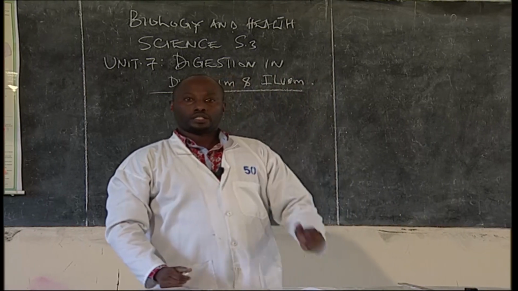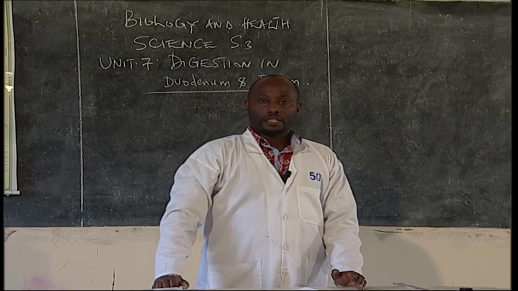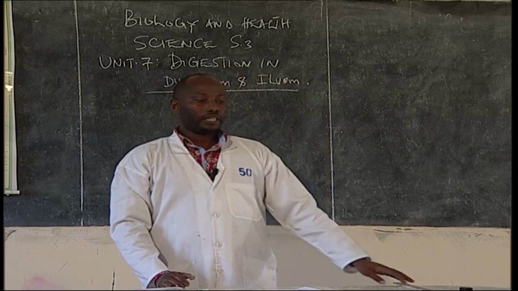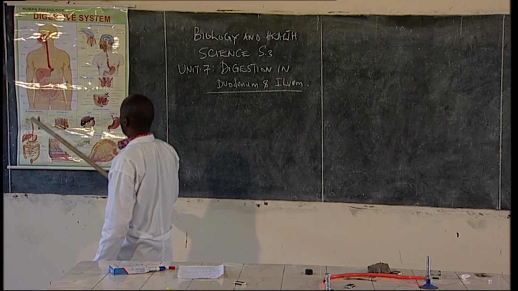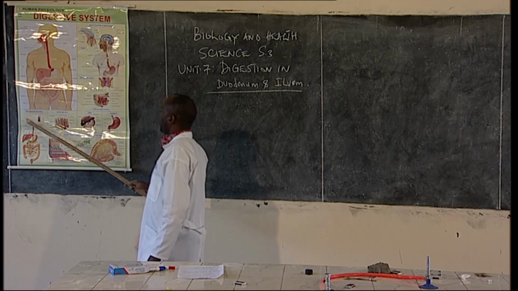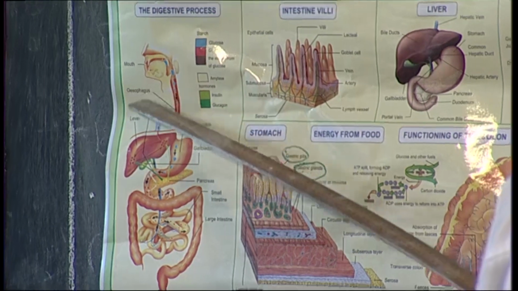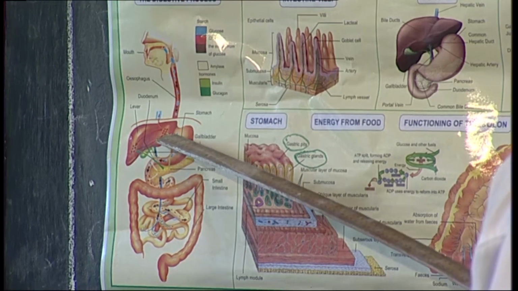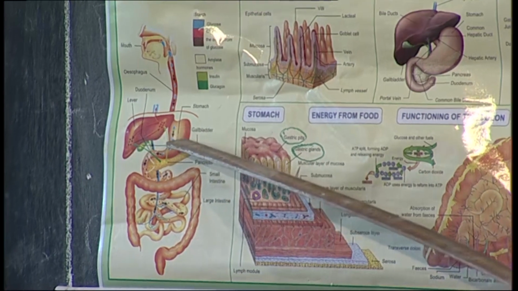As you know, last time we discussed digestion in the stomach. I think we can make a small review of what we discussed. We said the food is chewed in the mouth, and after being chewed, it is broken down into smaller pieces. Then you swallow, the food passes through the esophagus, then goes into the stomach, where the food is churned and mixed with the gastric juice.